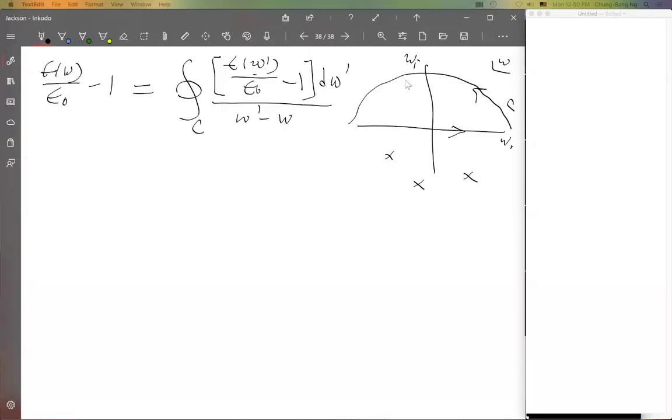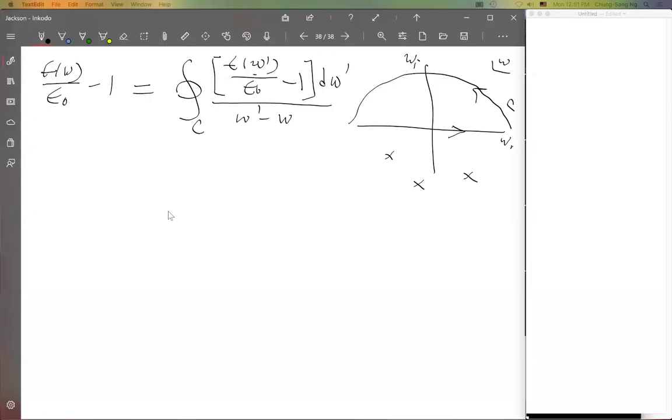We have established that this function is analytic inside the loop because it's in the upper plane. There's no singularity of epsilon. So we can use the Cauchy theorem for any omega within this loop. This is a valid result. It applies to any complex function, so not just E and M. You can use it in other situations.